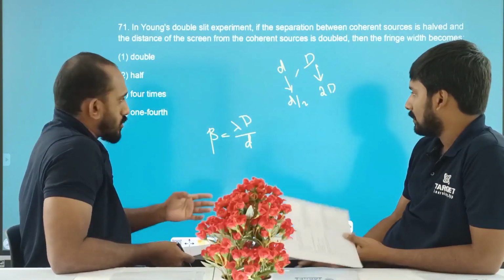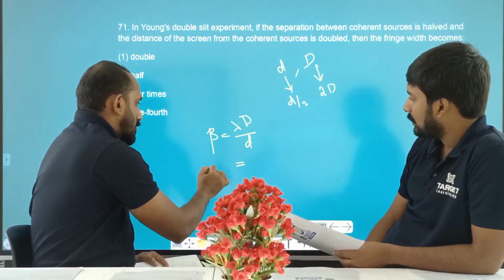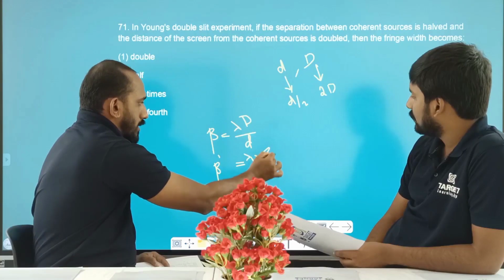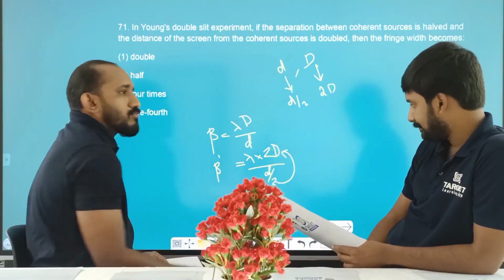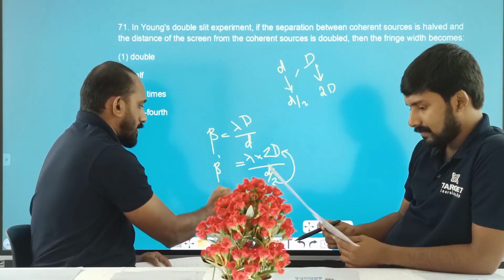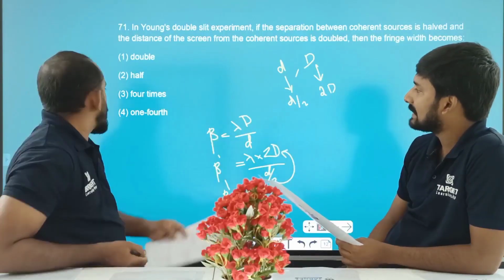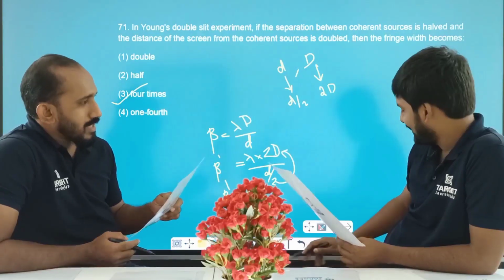Lambda is the wavelength, no change here. Capital D and small d are changed. So beta dash is lambda into 2D divided by d by 2. The 2 goes up, so 2 into 2 is 4. So beta dash will be 4 times beta. Simple question. Option 3 is the correct answer. 4 times beta. That's from wave optics.